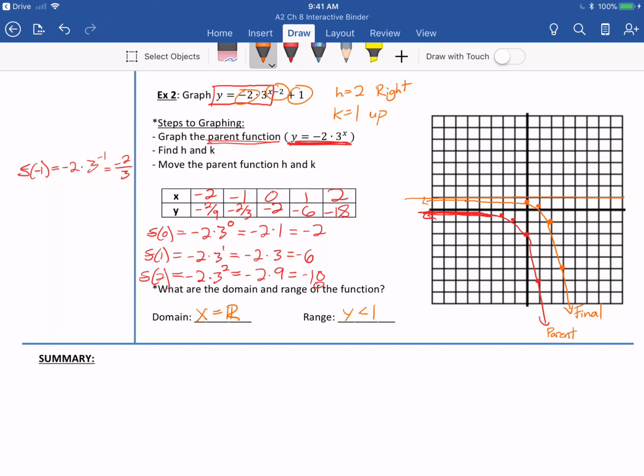All right, awesome. So that is exponential growth graphing, and we'll talk a little bit about exponential growth equations in the next part of this section.